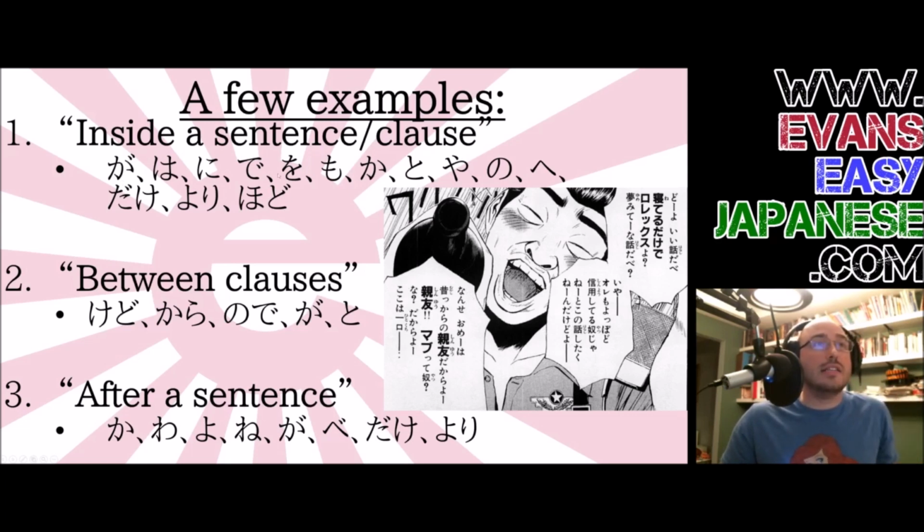We got ga, wa, ni, de, o, mo, ka, ya, to, ya, no, e, dake, yori, hodo. You might have noticed how the ha here is pronounced as wa. It's a particle, pronounced special. And this he right here is pronounced e. That's because it's a particle. Between clauses, we get kedo, kara, node, ga, to. This is actually an interesting function of node right here. That's actually two particles, and maybe even the copula. I'm calling it a particle if it's not officially a particle, and if some linguistics guy wants to challenge me on that, go right ahead. I'll accept your argument. After a sentence, ka, wa, yo, ne, ga, be, dake, yori, and things like that.